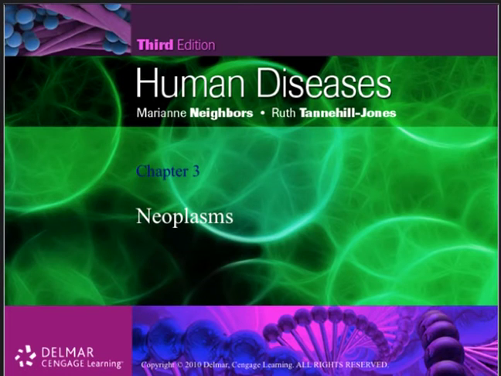Okay, welcome everybody. This is Chapter 3 in Human Diseases by Neighbors and Jones. And what we're going to talk about today is neoplasms. Now, neoplasms are essentially transformations of normal tissue in which they move away from serving their normal purpose in the human body and become what we call cancers.